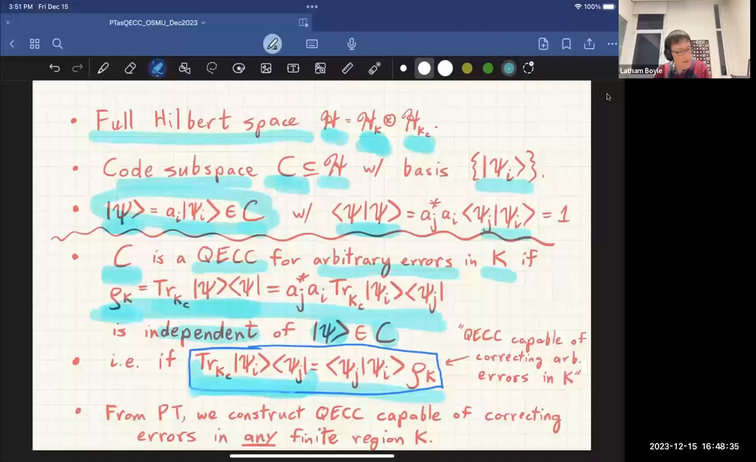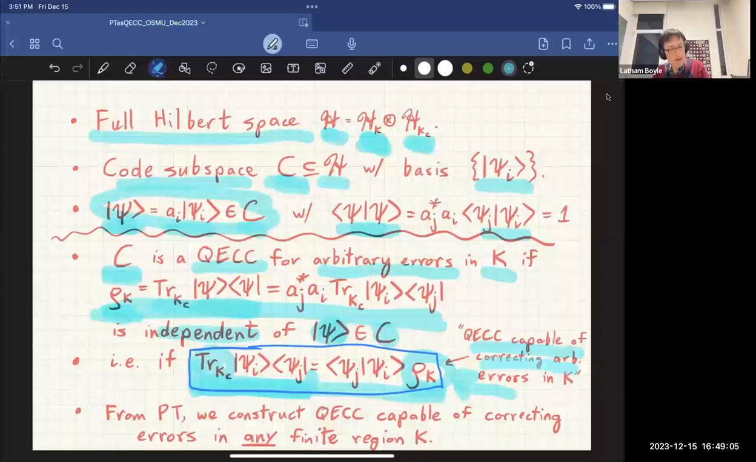That the trace over the Hilbert space in K complement of any two basis vectors psi I psi j is proportional to this density matrix, which again is state independent and only depends on the geometry of the finite region K. So if this condition is satisfied, we say that we have a quantum error correcting code capable of correcting arbitrary errors in the region K.